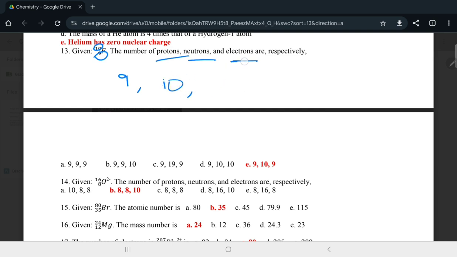Now, what's the number of electrons? Here it's neutral, there is no charge. So the number of electrons is the same as the number of protons. So it would be 9, 10, 9.